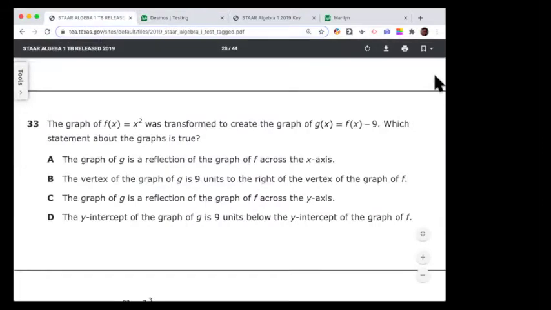The graph of function f of x equals x squared was transformed to create the graph of g of x equals f of x minus 9. Which statement about the graphs is true?